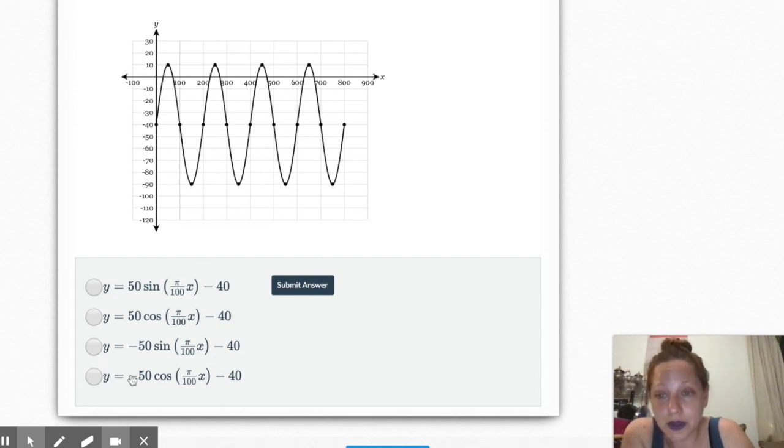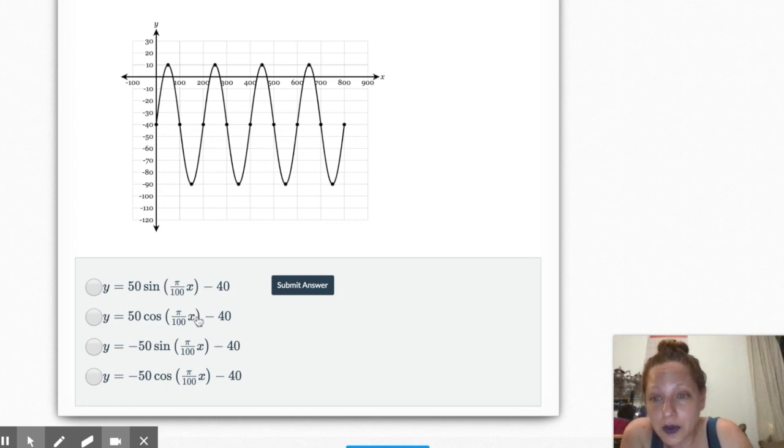Next is your amplitude. 2 things you want to pay attention to. Is it positive and what is the amplitude? So from -40 up to 10, that went up 50 spaces. So I know it's a 50. And since from the midline it went up first, I know it's positive. So it's got to be one of the first 2 answers. I can eliminate the last 2.